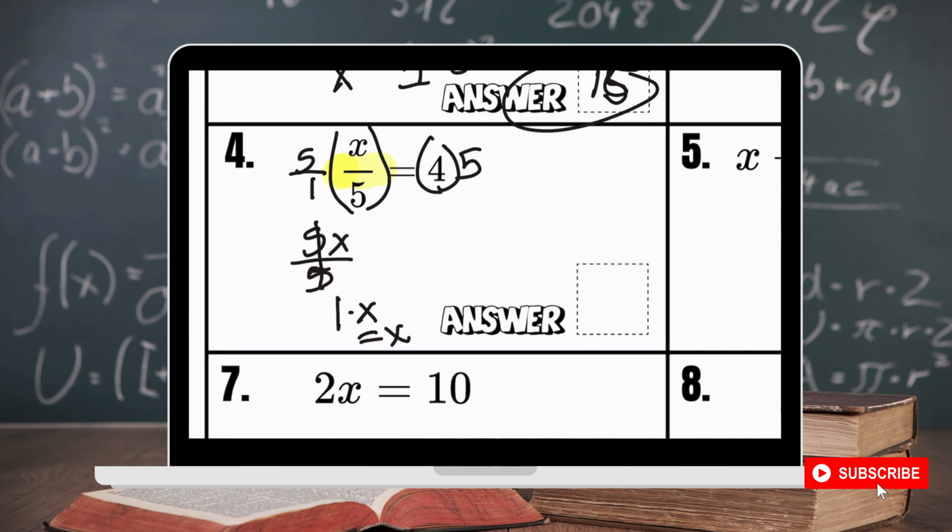And then we're going to multiply both sides by 5. So we already did it on this side of the equation. Now we do 4 times 5, which gives us 20. Same thing if you go back and think, what number divided by 5 equals 4? I know that 4 times 5 is 20, so 20 divided by 5 is 4. Okay, so our answer is x equals 20.